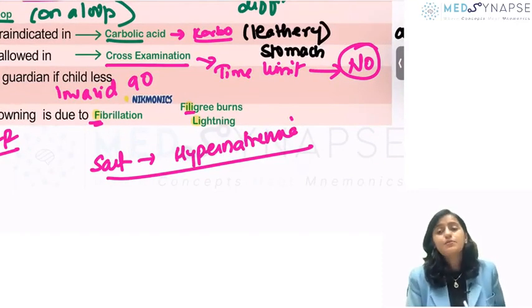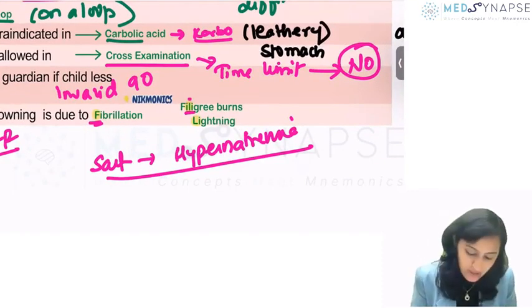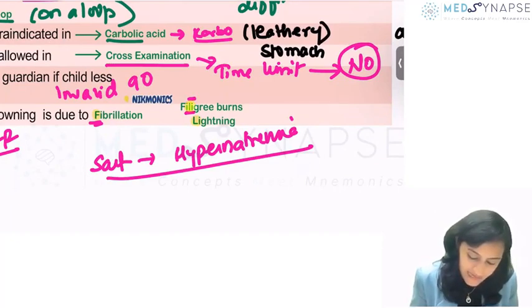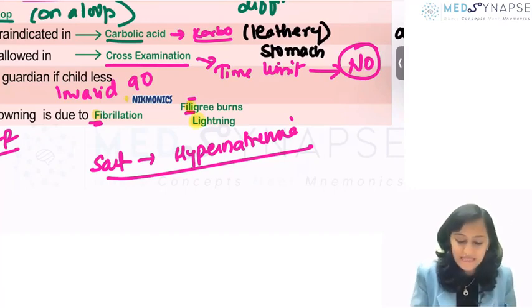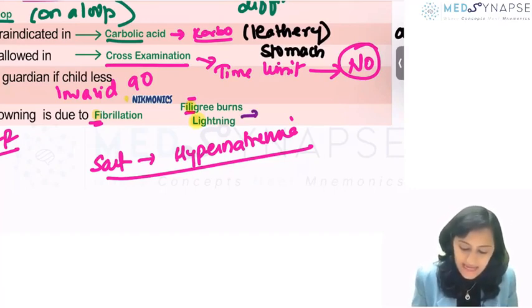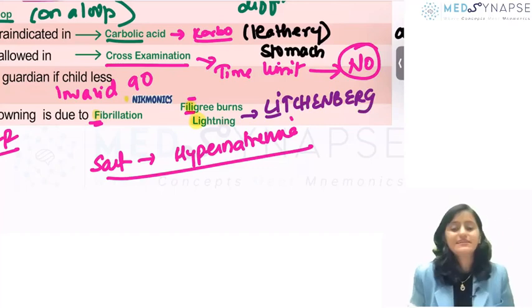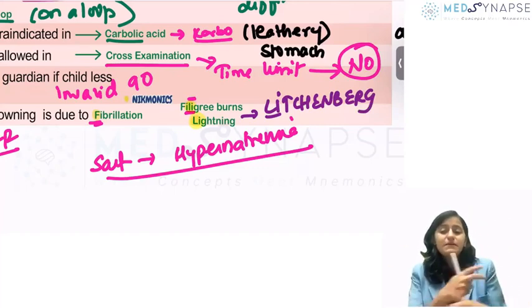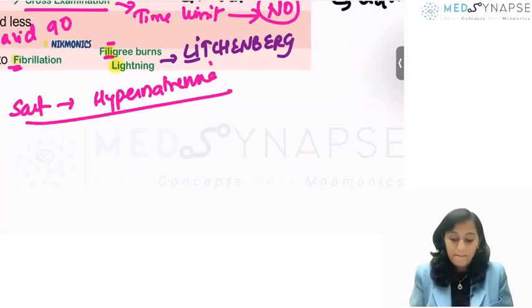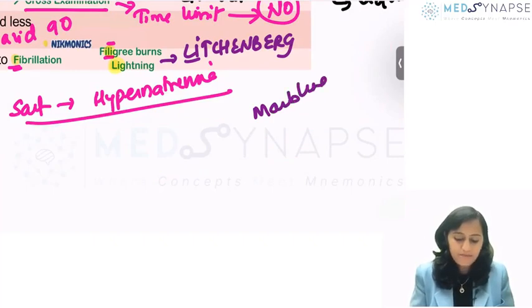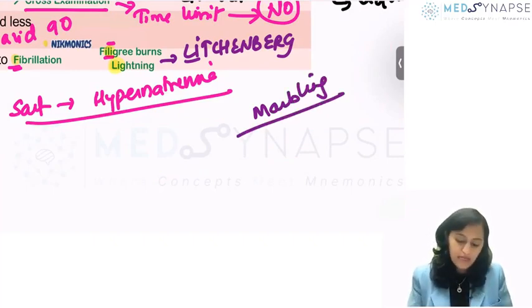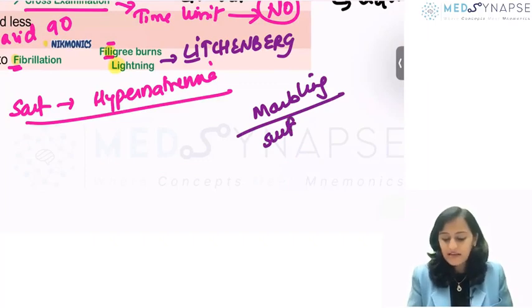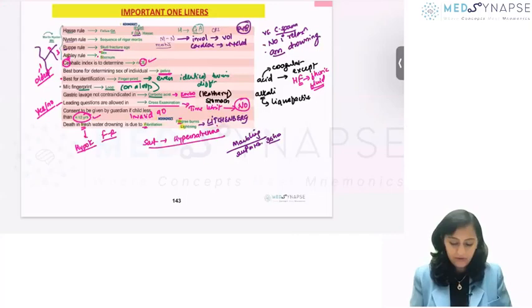Filigree burns. Where do you see filigree burns? They are because of lightning, and they are also called Lichtenberg flowers. Lightning, Lichtenberg, filigree. Remember, filigree burns can look similar to marbling that occurs post-mortem. The marbling is blue because of sulfmethemoglobin, and it occurs 36 hours after death, right?